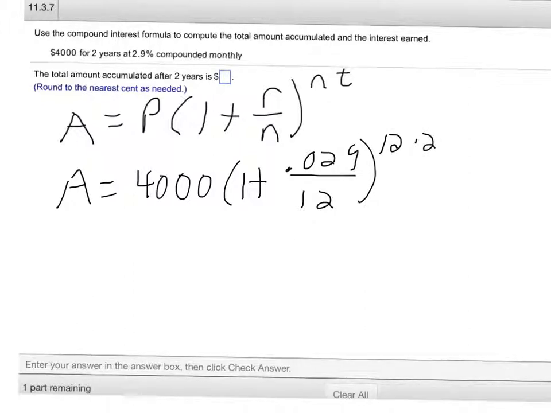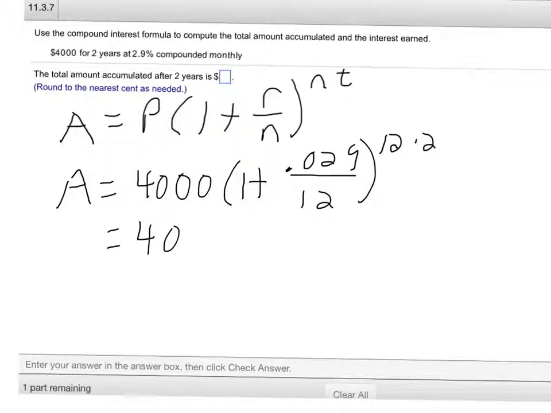So again, I got the 4,000 from the problem, and then I just copied this part down to 1 plus the rate's 2.9%. I had to convert it to a decimal, move the decimal 2 places left. Compounded monthly means that N is 12. Now, probably the hardest part is to put this in the calculator. Okay, and that's probably the most challenging part here.